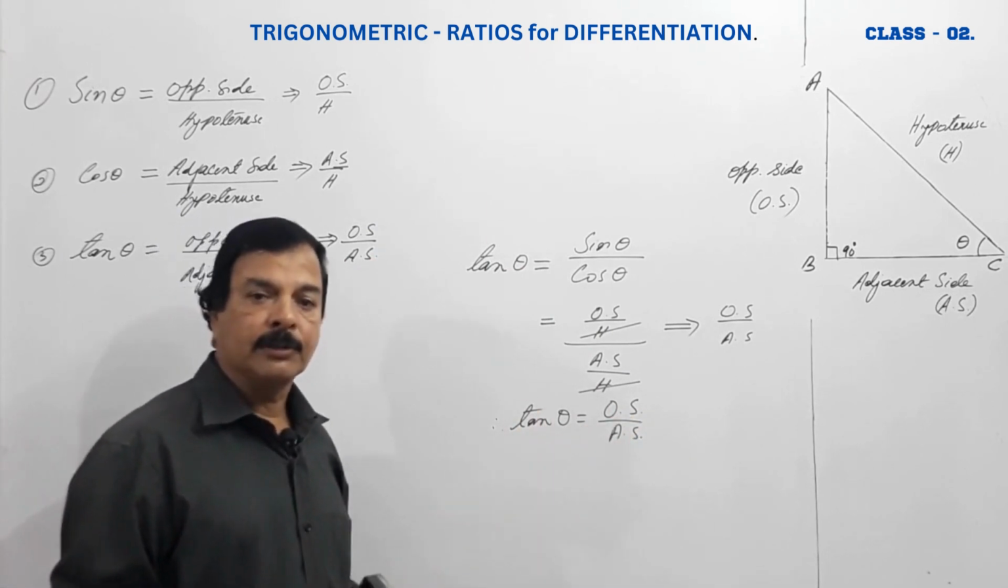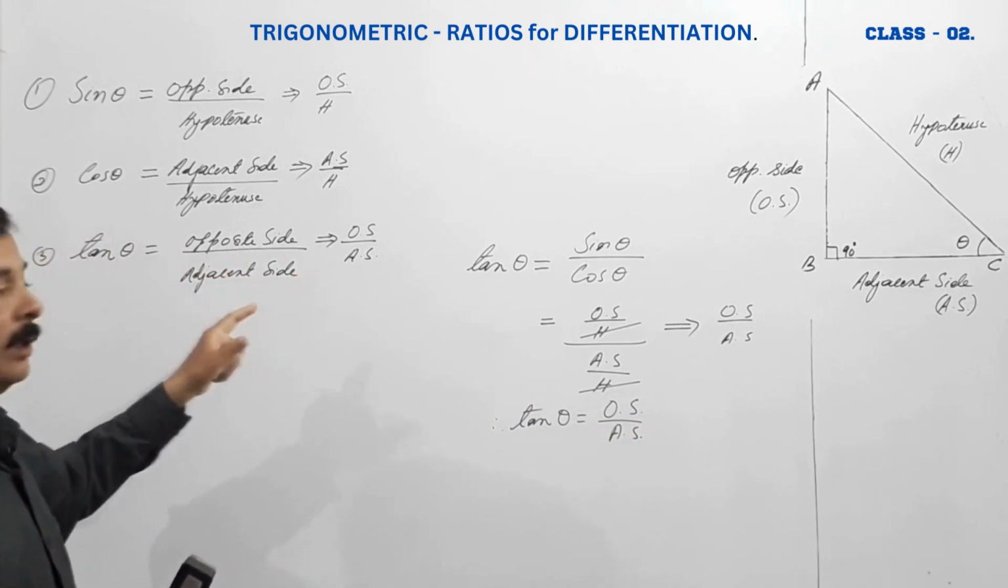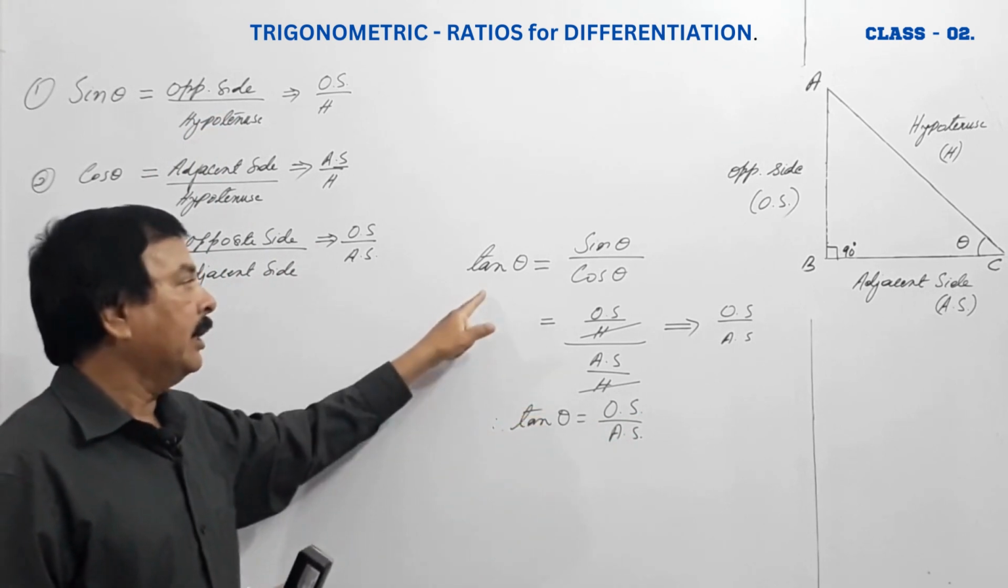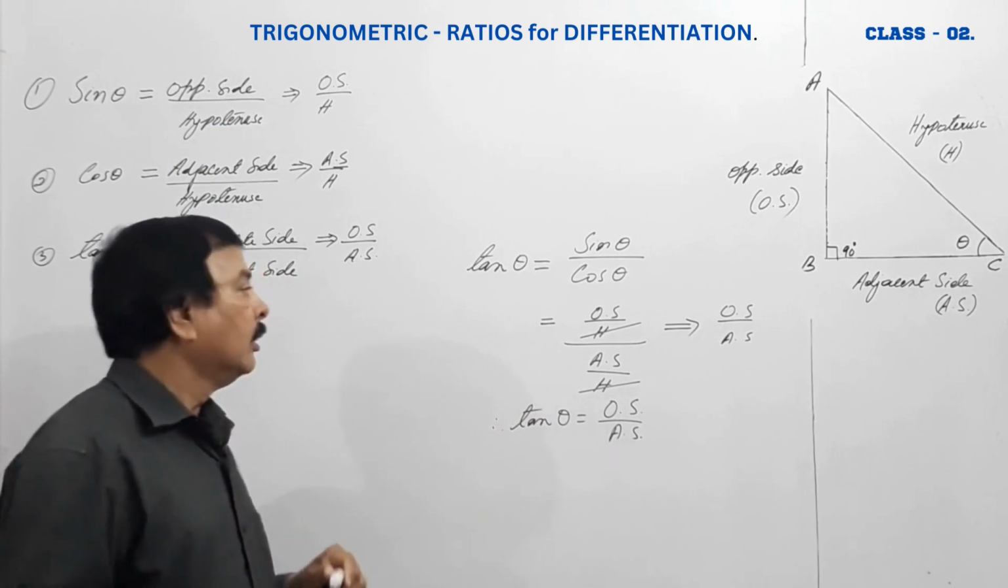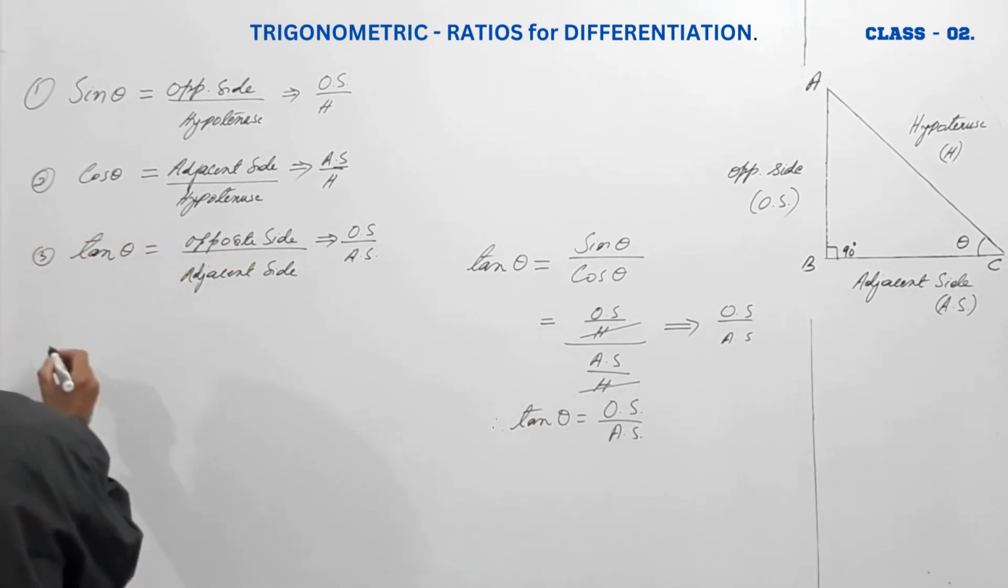Make a note of this. You should be well versed with these factors. In the event you forget this, you can derive this and get it back. So tan theta is sin theta by cos theta. Done? Okay, now next thing, I'll write the fourth one.